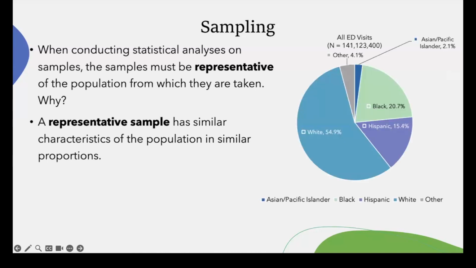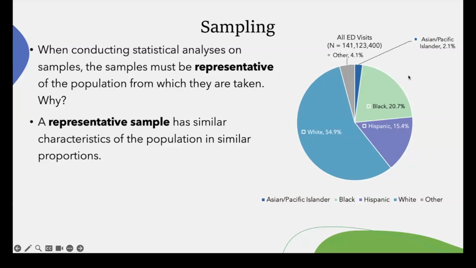Take a look at this sample. Oh, no, I'm sorry. This is a population. It says at the top, all ED visits, emergency department visits, and we see a capital N, so we know we're dealing with the population. And we are given a huge number, 141 million and more, visits to the ER.